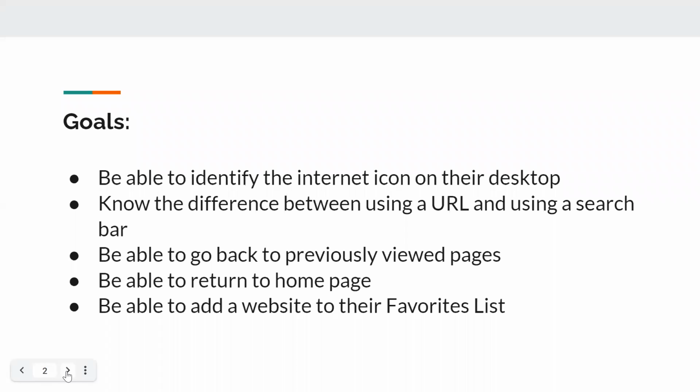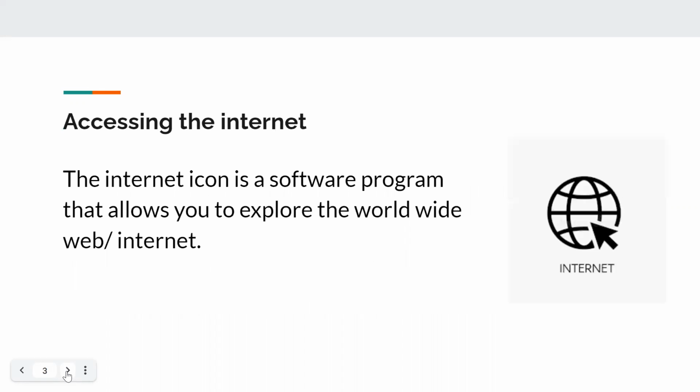Goals. Be able to identify the internet icon on your desktop, know the difference between a URL and using a search bar, be able to go back to previously viewed pages, be able to return to the home page, and be able to add a website to their favorites list. Accessing the internet. The internet icon is a software program that allows you to explore the World Wide Web / the internet.